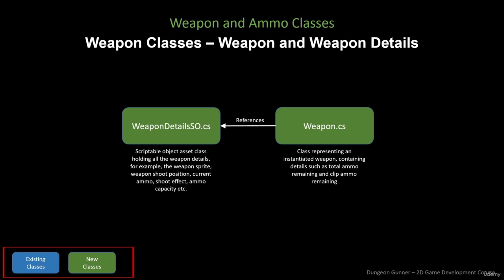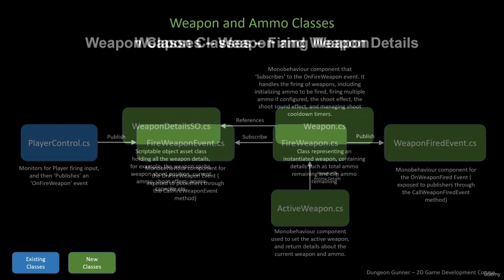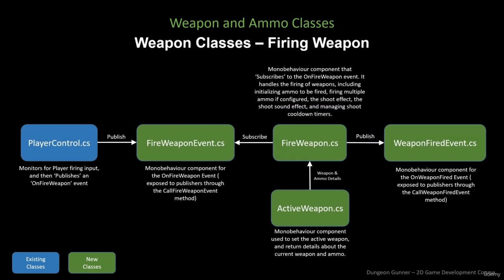In these slides, I'm going to represent existing classes using a blue box, and I'm going to represent new classes that we're going to be creating using these green boxes. So in previous lectures, we talked about events and publishers and subscribers for events. To implement the shooting functionality and weapons and ammo, we're going to make extensive use of events. By doing this, we'll keep the functionality modular and decoupled, so that it's easily expandable in the future, and it's also easy to understand how all of these components fit together.